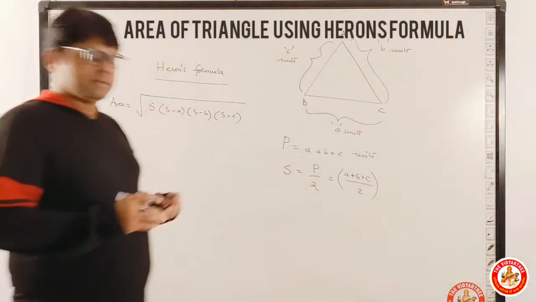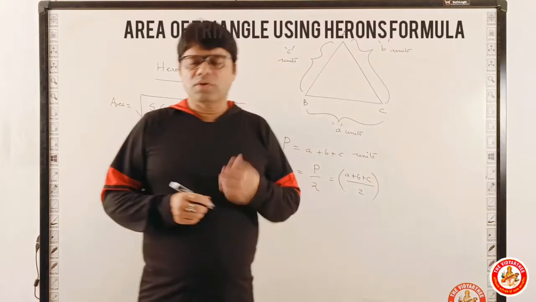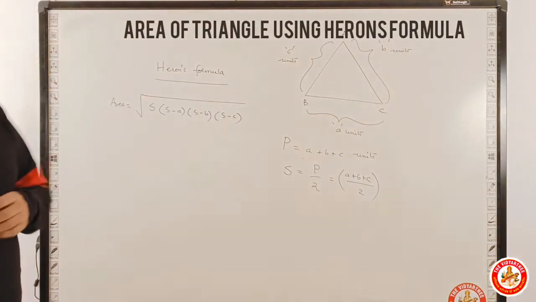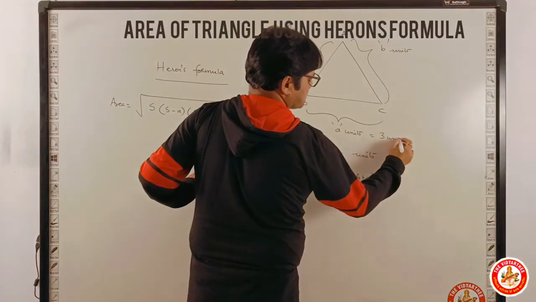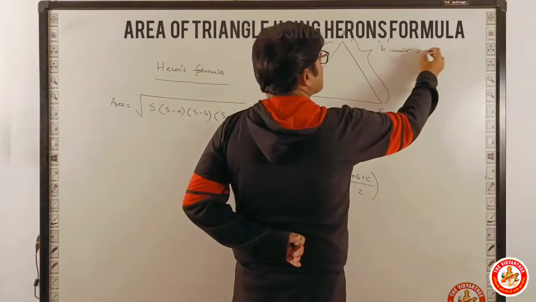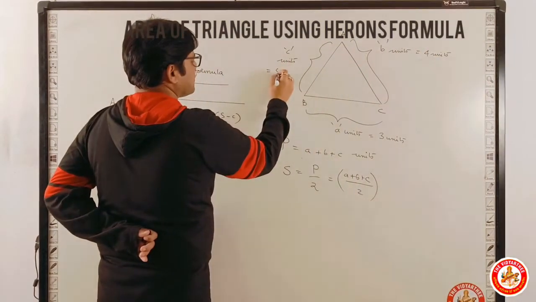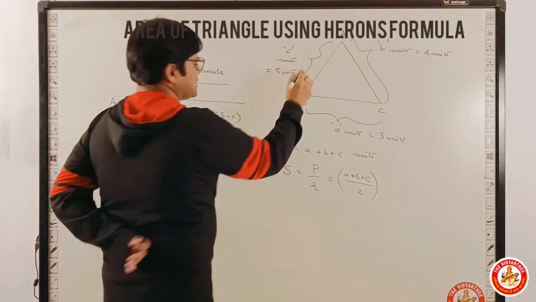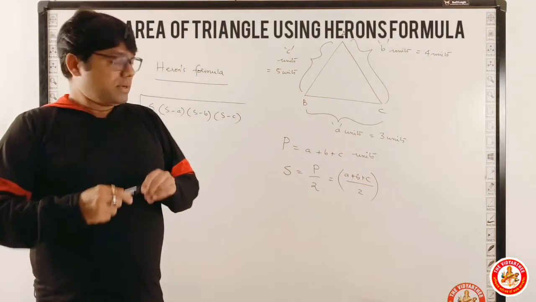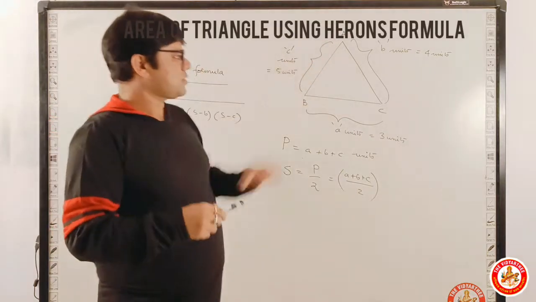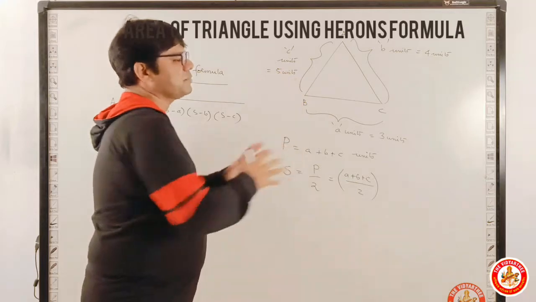I'll go by an example. We'll take values which we already know. We'll take, say for example, A has 3 units, B has 4 units, and C has 5 units. So the figures are not calculated as per the diagram; the diagram is not made as per dimensions. These are only arbitrary numbers which I have given.